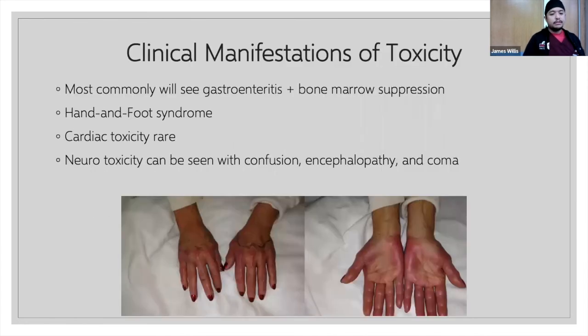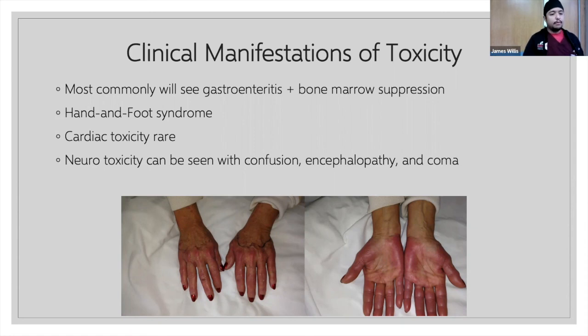The clinical manifestations of toxicity here, most commonly you're going to see gastroenteritis, and obviously bone marrow suppression as well. They can present with what is called hand and foot syndrome, which essentially is erythema, edema, and pain of the palms. You can sometimes get skin desquamation. You can also see it in the soles of the feet. Cardiac toxicity is there, but it's very rare. And neurotoxicity can also present with confusion, encephalopathy, and coma.